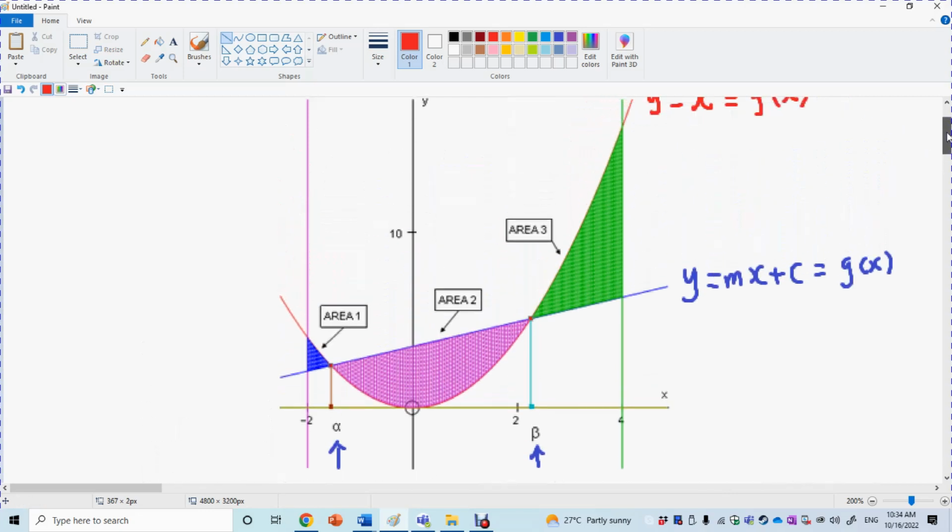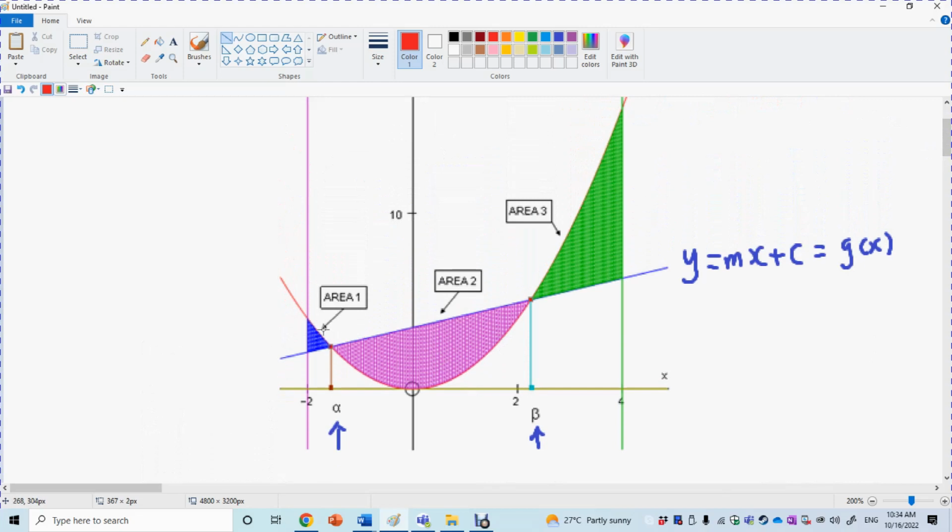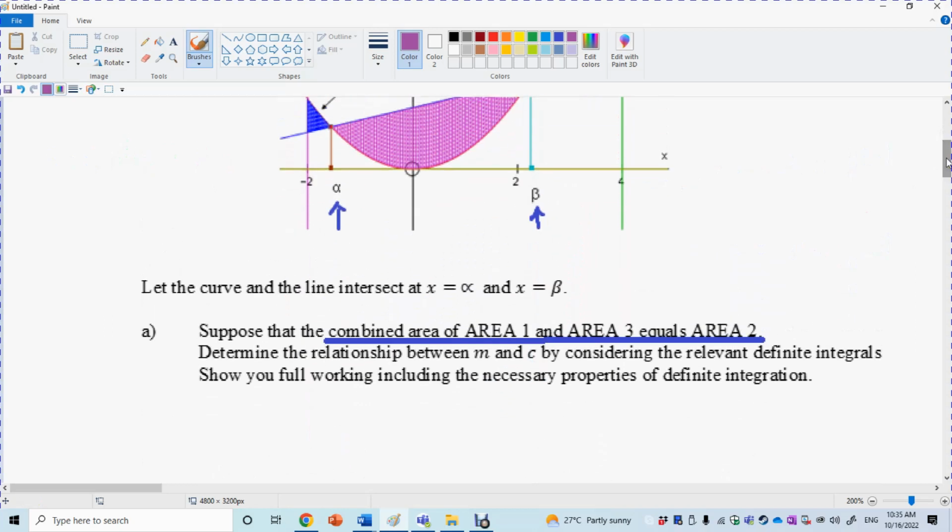What does it mean when you look back to the curve? That actually means the area of 1, which is between the curve and above the line, plus the area of 3, which equals the area of 2. Okay, so area 1 and area 3 are those bounded areas which are above the straight line and under the quadratic graph. Area 2 is just the other way around. So that's the information about the areas.